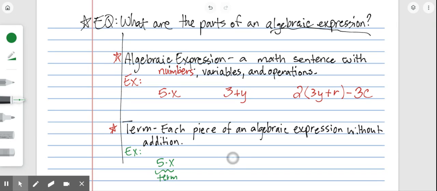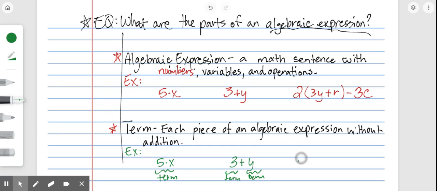So here's 3 plus y. In this expression, there are two terms. Here's a term, 3, and here's another term, y. Term. They're both terms because they're separated by an addition sign. So each piece of the algebraic expression without addition is a term.